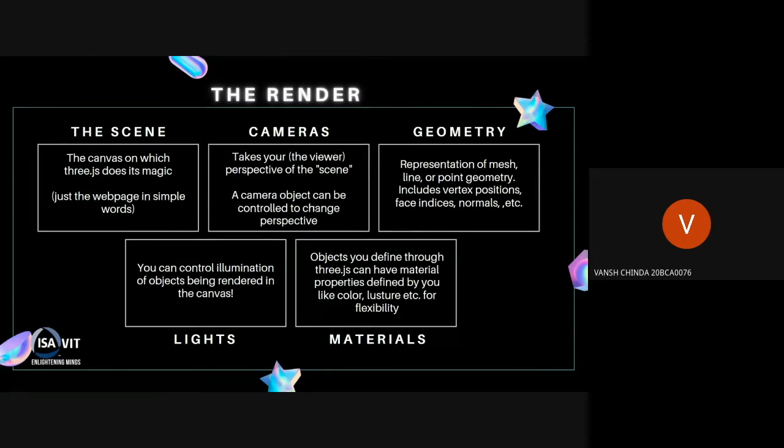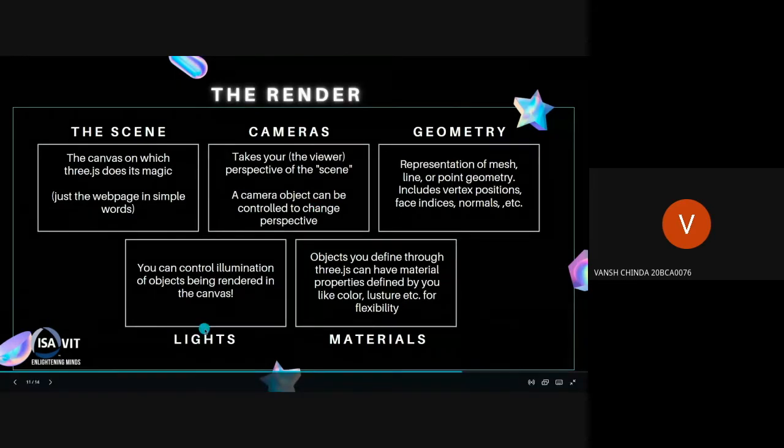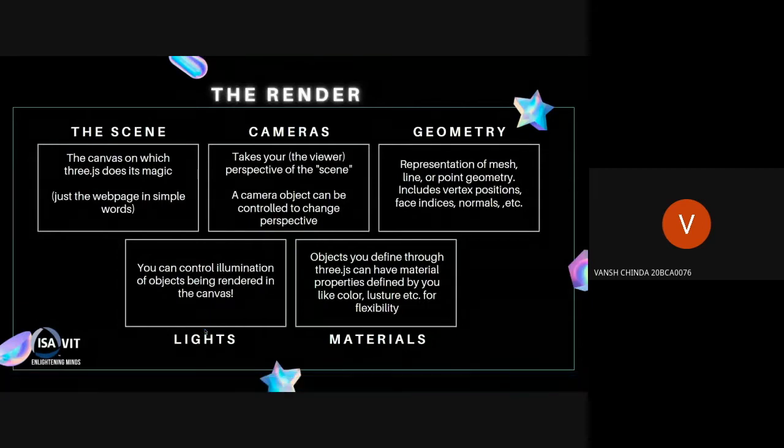You are using your keys to control where your camera is going. So these two come together. And then lights. Lights are basically used to illuminate objects in the scene. There are very few types of lights in 3JS. We'll look into them as well in the 3JS official docs.